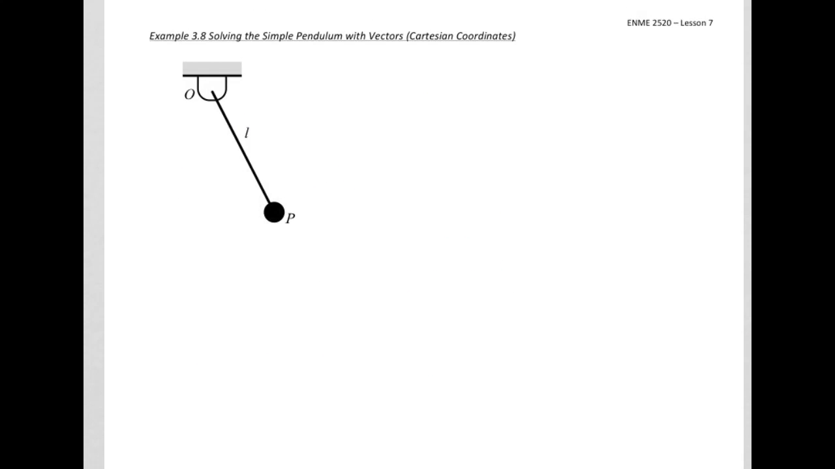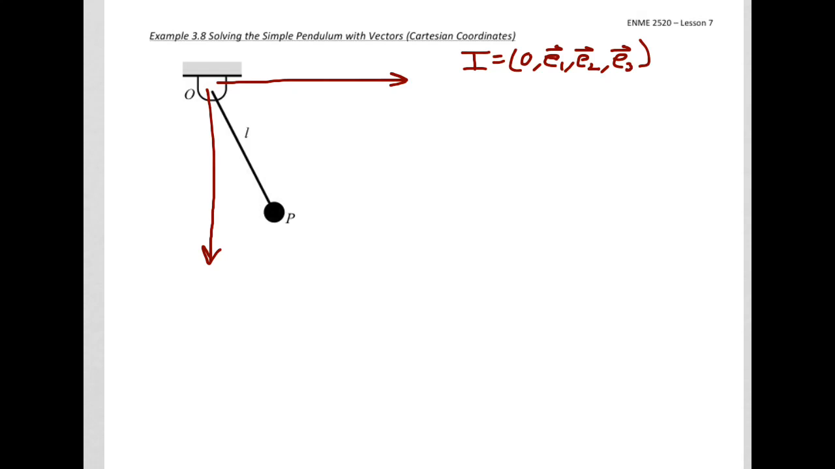So for this simple pendulum, first we need to define our reference frames, or our reference frame rather. We're going to define this as an axis pointing to the right, pointing down. This is our reference frame I. We'll have an origin O and E1, E2, and E3 basis. We're going to point our E2 to the right, our E1 down, E3 out of the page.